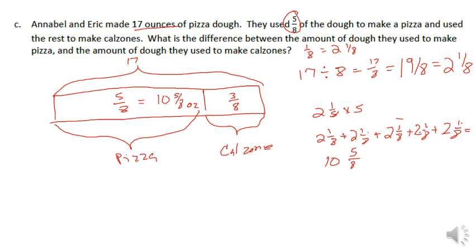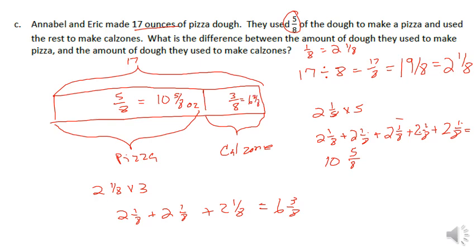Now the 3/8, that's multiplying by 3. So now we have 2 1/8 times 3, which is 2 1/8 plus 2 1/8 plus 2 1/8, which equals 6 3/8. So we know this is equal to 6 3/8 ounces.